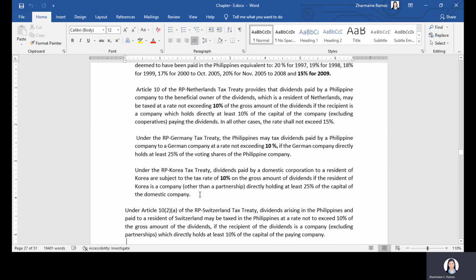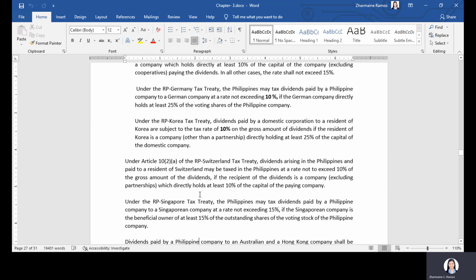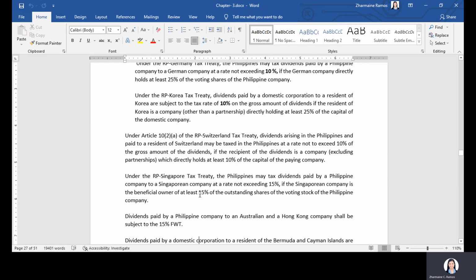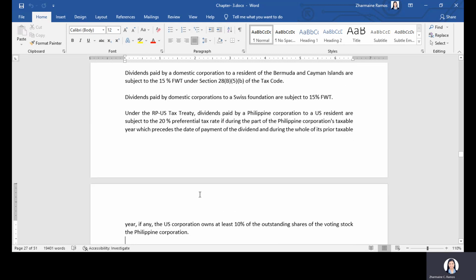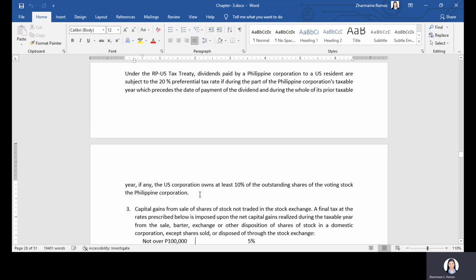So yan yung mga different tax rates for the different kinds of passive income ulit. At dahil nga involve ang mga foreign corporation to, so syempre nakadepende siya sa mga tax treaty ng mga country. So, yan yon. Basahin nyo na lang yan.